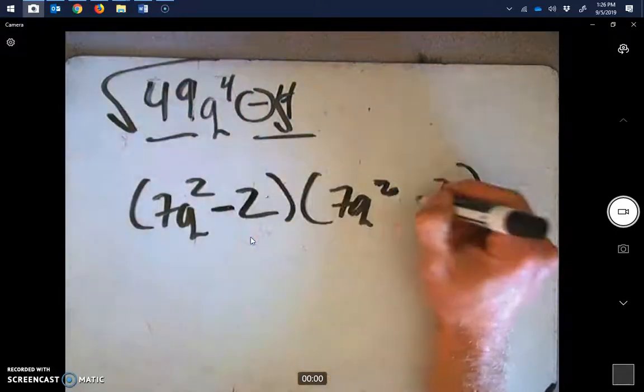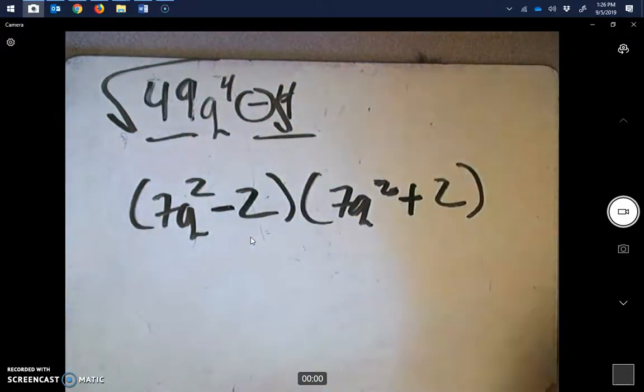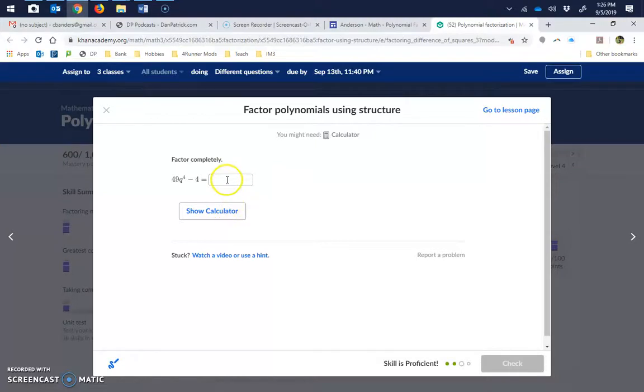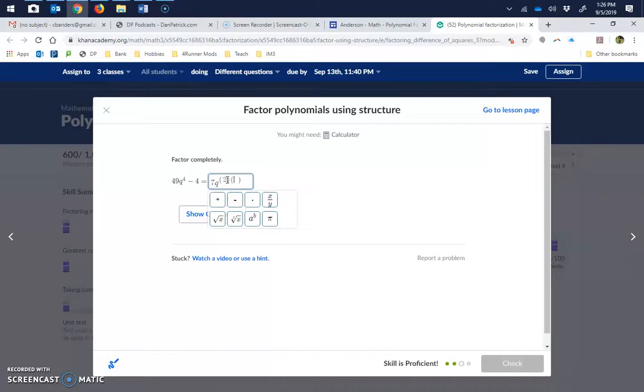And one's negative, one's positive. Difference of two squares. You have to memorize that. So we get 7q squared, oops, did that too early. Minus 2. 7q squared plus 2. And that looks right.